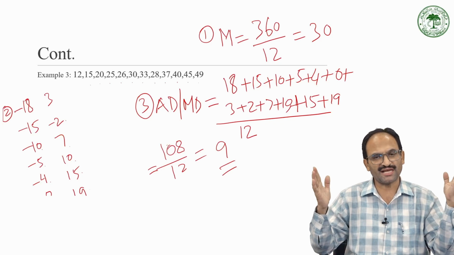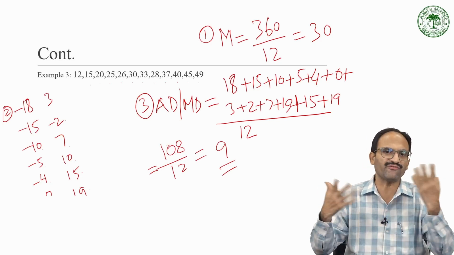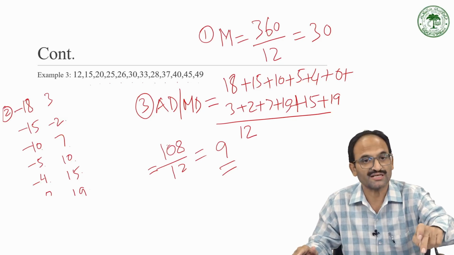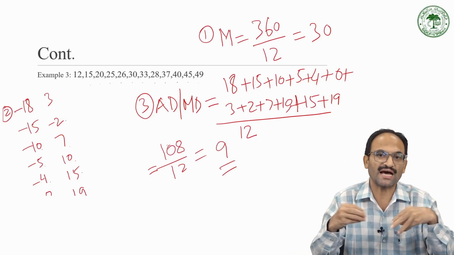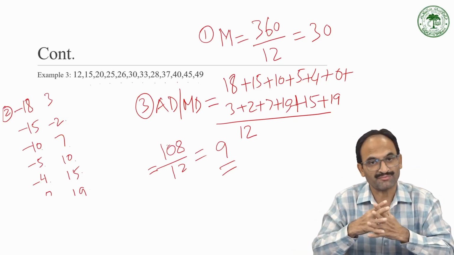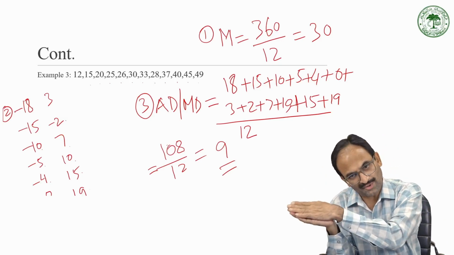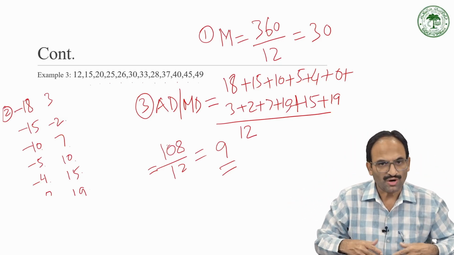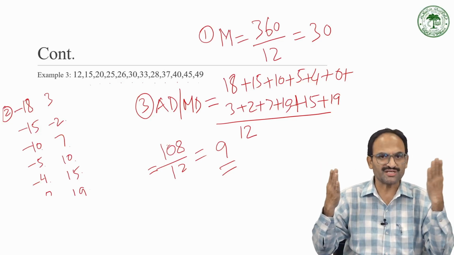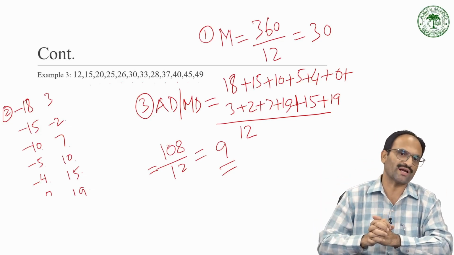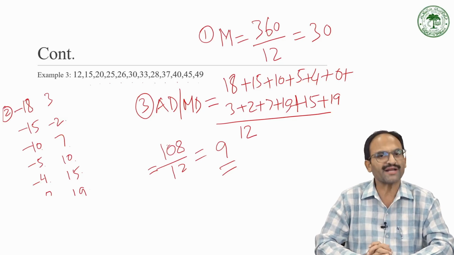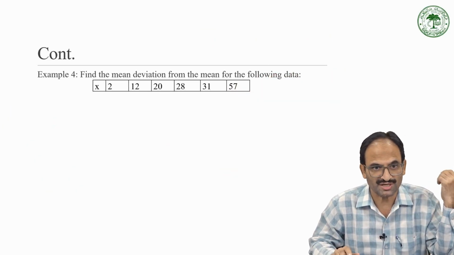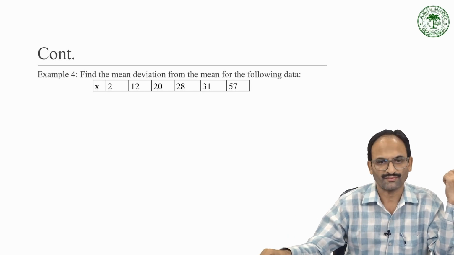And what does it say? It says that on average, every particular number or digit in this data set is 9 units away from the mean, either on the positive side or on the negative side. So I'm quite sure that after doing these three examples, now you are comfortable in finding out the mean deviation or average deviation. So let's take one more example.